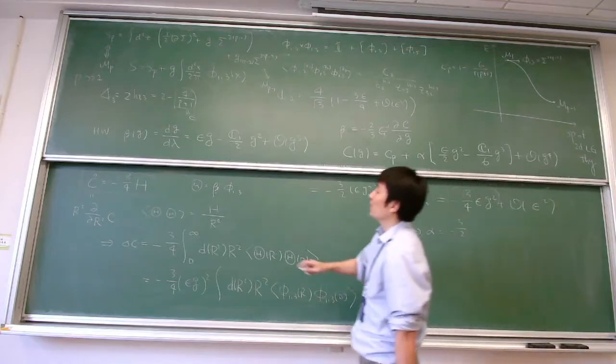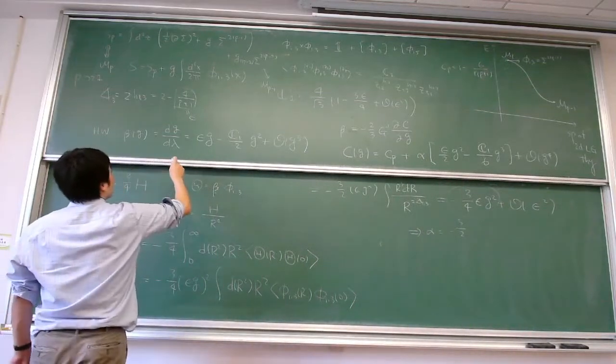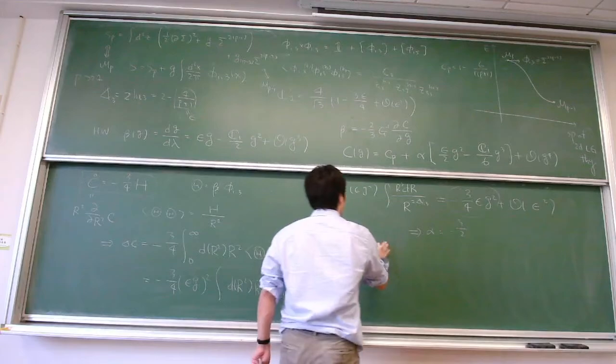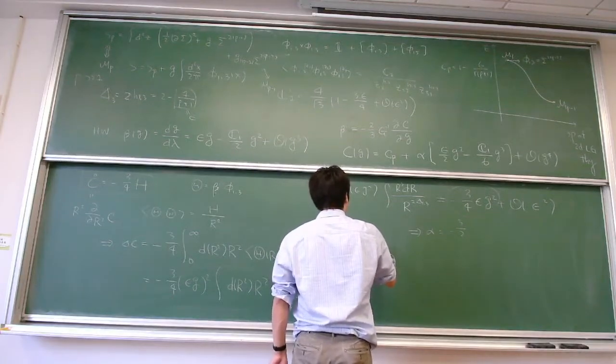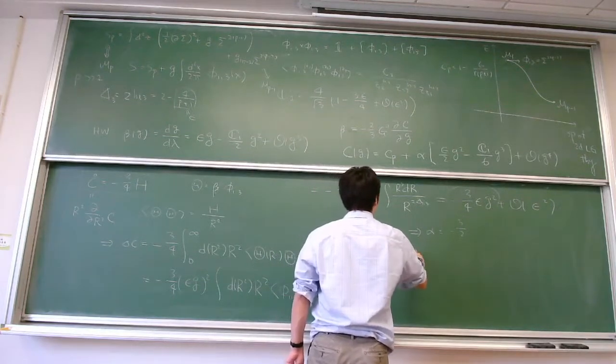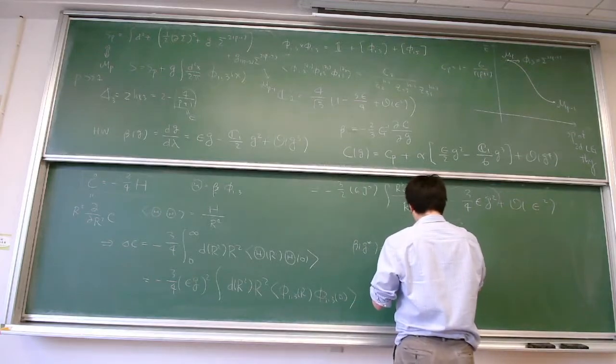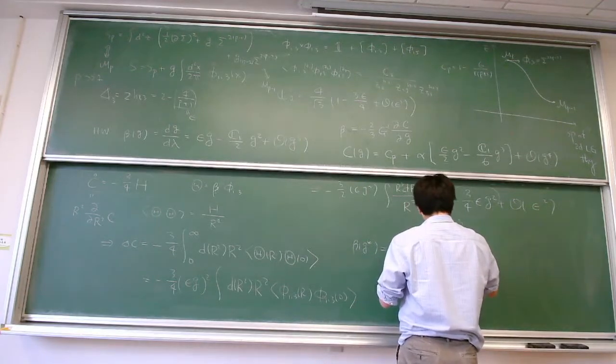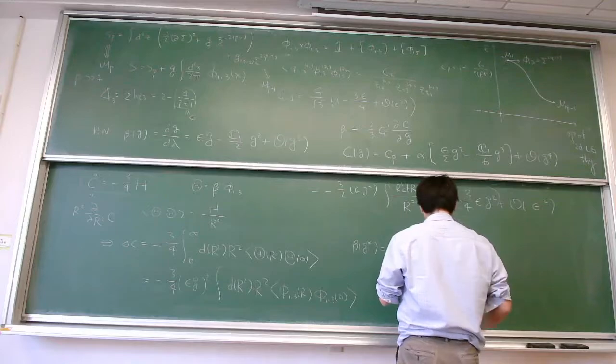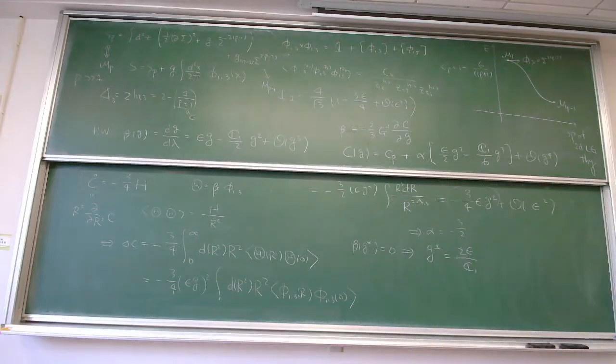Fixed point is indeed beta becomes 0. G star is equal to 0. This means the fixed point is indeed G star is equal to 2e over c1. So just plug this one into here, you will see this is the beta function dimension.